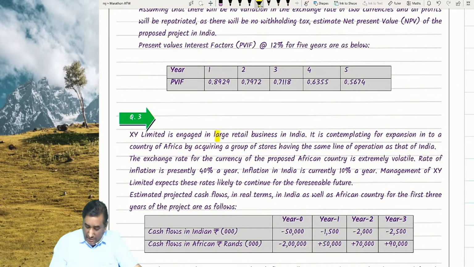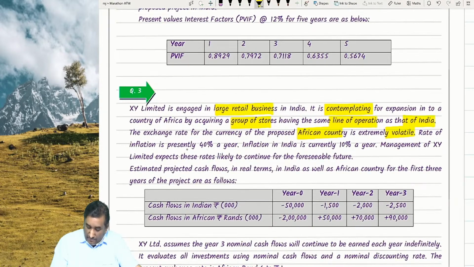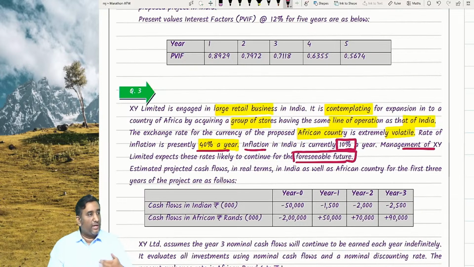XY Limited is engaged in large retail business in India. It is thinking of expansion into an African country by acquiring a group of stores having the same line of operation as that of India. The exchange rate for the currency of the proposed African country is extremely volatile. The rate of inflation is presently 40% a year. That's Africa he is talking about. Inflation in India is currently 10%. Management of XY expects these rates likely to continue for the foreseeable future. That means inflation will keep growing at 40% in Africa and 10% in India.